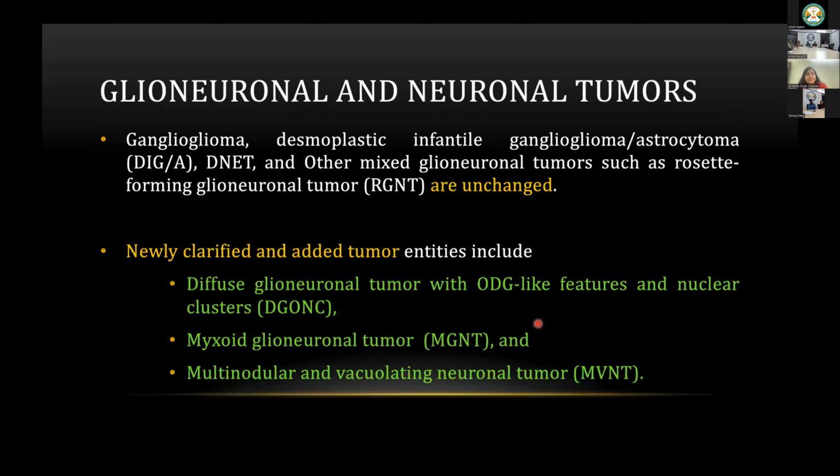Now, coming on to the glioneuronal tumors. Amongst the glioneuronal tumors, the imaging and the pathologic classification of ganglioglioma, DNET, and DIG have not changed much, but certain new tumor entities have been included in the newer WHO classification: the diffuse glioneuronal tumor with oligodendroglioma-like features and nuclear clusters, that is DGONC, the MGNT, that is myxoid glioneuronal tumor, and the MVNT, that is multinodular and vacuolating neuronal tumor.